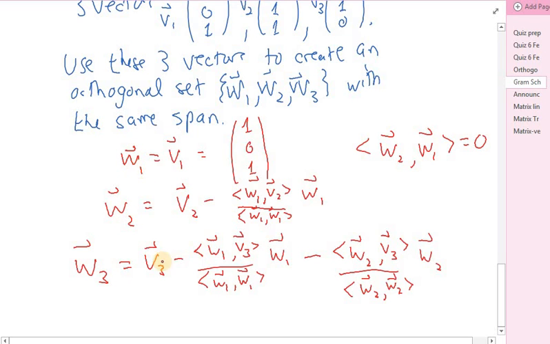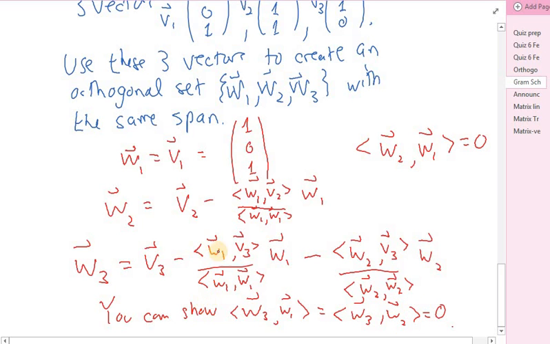Why is it orthogonal to W1? Because this takes out the non-orthogonal part of V3. And then W2 is already orthogonal to W1, so we don't have to worry about that. So why is this orthogonal to W2? Well, for a similar reason, that this takes out the non-orthogonal part of V3, and W1 is already orthogonal to W2. So you can show that W3 · W1 is equal to W3 · W2 is equal to 0.